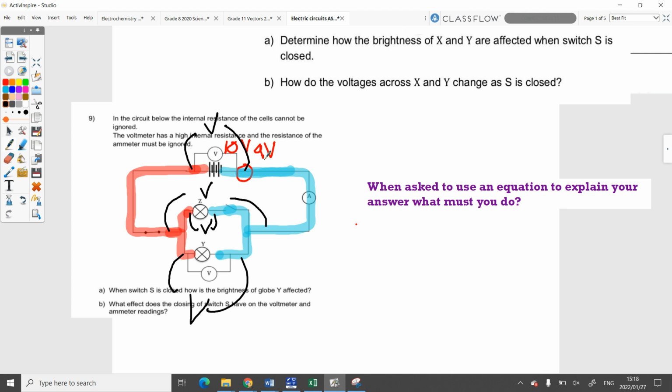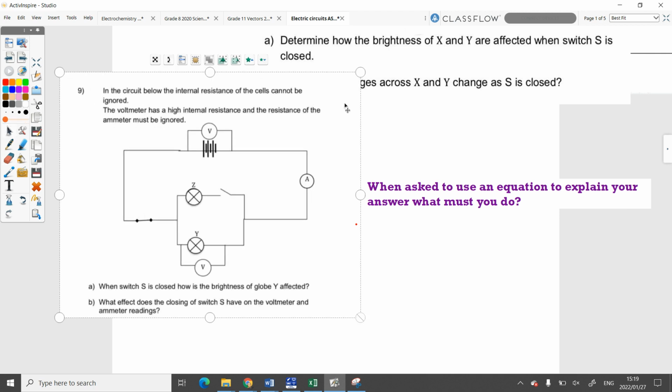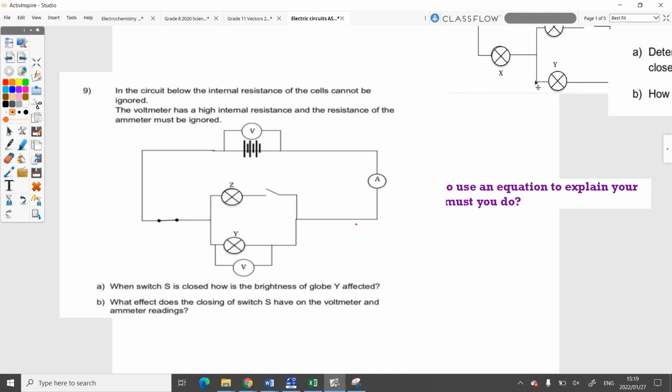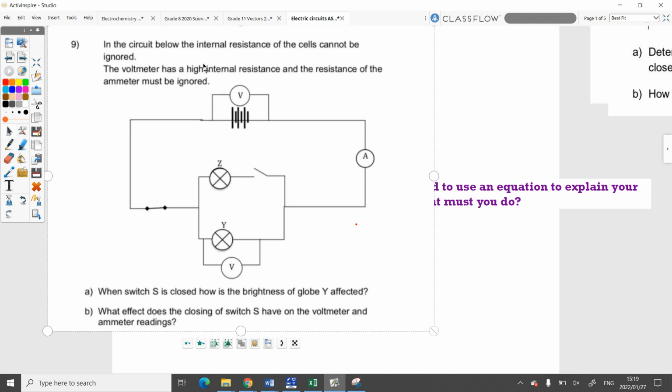What's the 10 volt for? EMF. Because this question said you cannot ignore the internal resistance. That's actually the difference between question 8 and 9. In question 8, there was no internal resistance, so the battery is not stealing any energy. For question 9, there is now internal resistance, so the battery is stealing some energy. So it tells you that the resistance of the cells cannot be ignored.